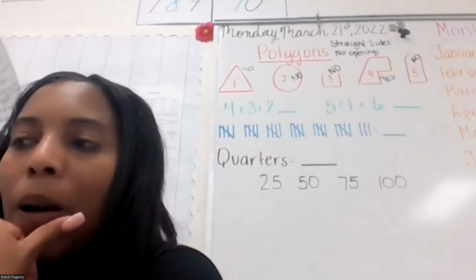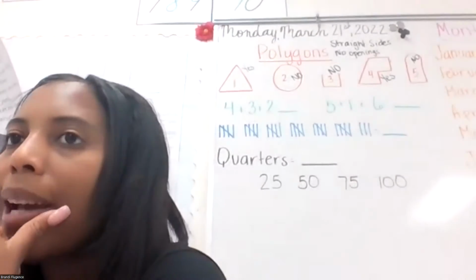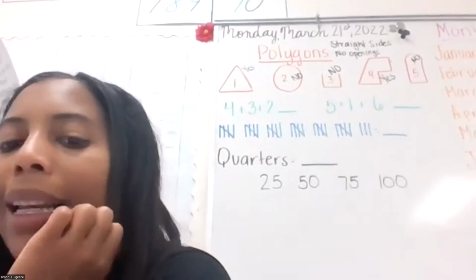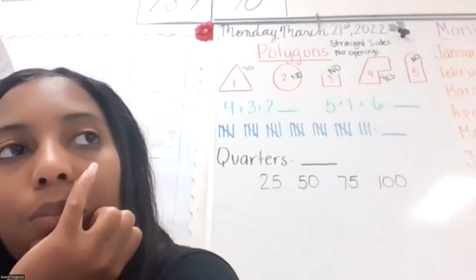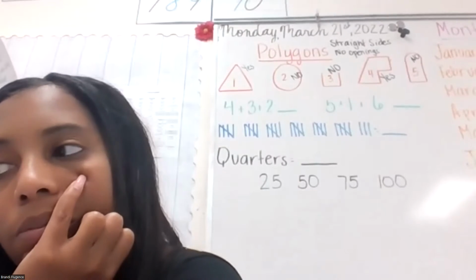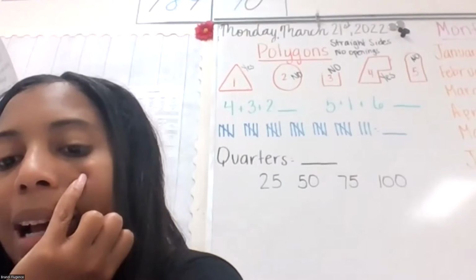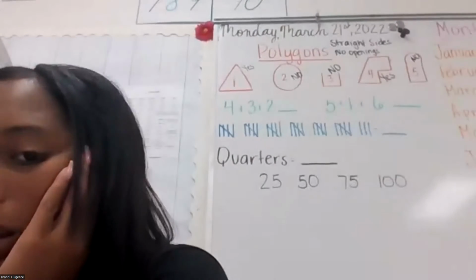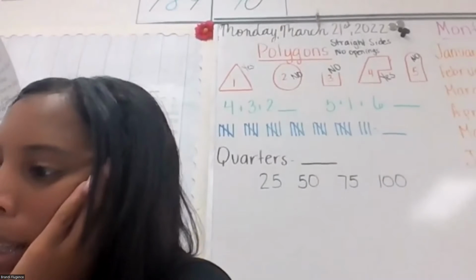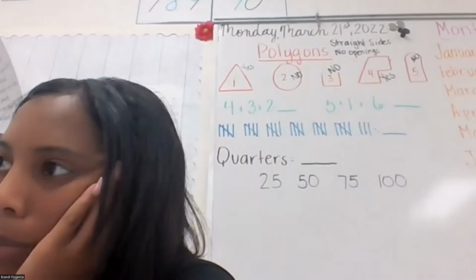All right, let's look at the next box. It says choose the 6-sided polygon. Let's look at E. Count the sides. 1, 2, 3, 4, 5, 6. So it has 6 sides. Does it have straight sides? Yes. Any openings? No. Is it a polygon? Yes.